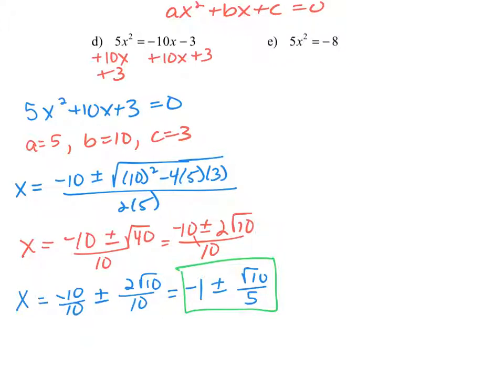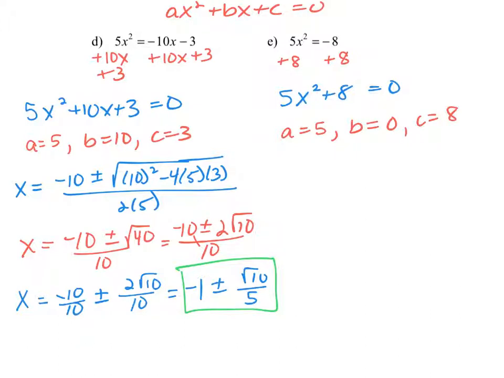Let's look at example E. We have 5x squared equals negative 8. We need to make sure it's set up in the appropriate form for the quadratic formula. We need to add 8 to both sides, so that we get 5x squared plus 8 is equal to 0. Now we can identify the a, b, and c, where a is equal to 5. b is going to equal 0. b is the coefficient of the x term. Since this does not have an x term, b is equal to 0, and c is equal to 8.